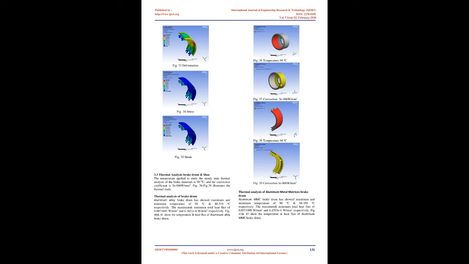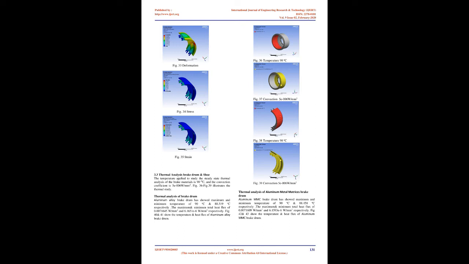Structural analysis of cast iron brake drum. Cast iron brake drum has shown maximum total deformation of 0.043054 mm, maximum and minimum equivalent von Mises stress of 18.783 and 0.077733 MPa respectively, and maximum and minimum equivalent elastic strain of 0.00018784 mm/mm and 9.0238E-7 mm/mm respectively. Fig 20, 21 and 22 show the deformation, stress and strain of cast iron brake drum.